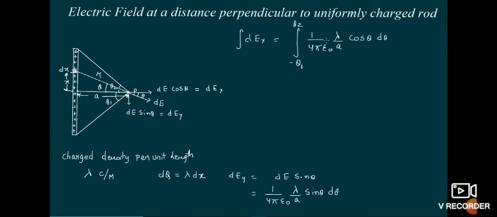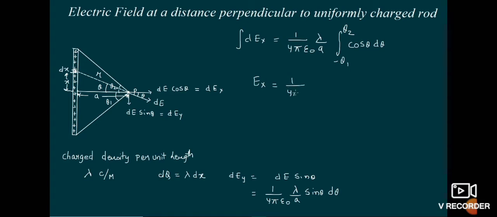Now we are going to find the value of Ex and Ey by integrating dEx. The limits of integration are minus theta 1 to theta 2. Therefore 1 by 4 pi epsilon lambda by a are constants. The value becomes cos theta d theta, integrated from the limits of minus theta 1 to theta 2. Therefore Ex is equal to 1 by 4 pi epsilon naught lambda by a. If you integrate cos theta, we get the answer as sin theta, with limits minus theta 1 to theta 2.